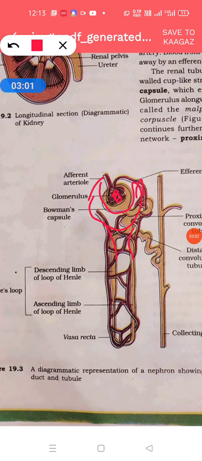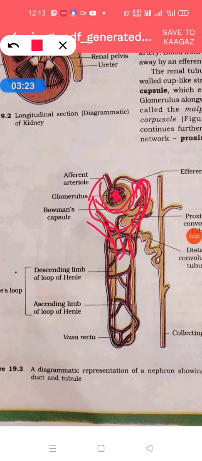The glomerulus and Bowman's capsule are collectively called the Malpighian body. The Malpighian body is the proximal part of the nephron. It was studied by the scientist Malpighi. It consists of two parts, the glomerulus and the Bowman's capsule. So what is the glomerulus? The glomerulus is a blood capillary network.